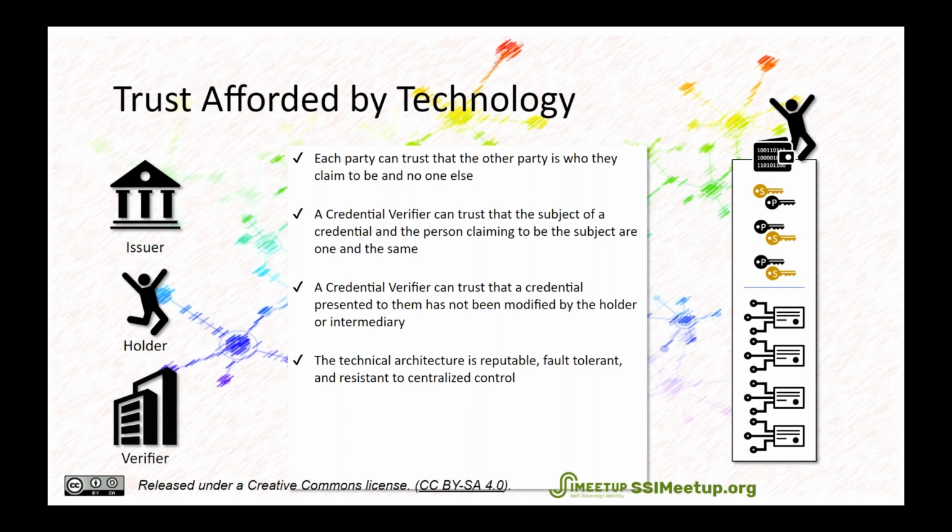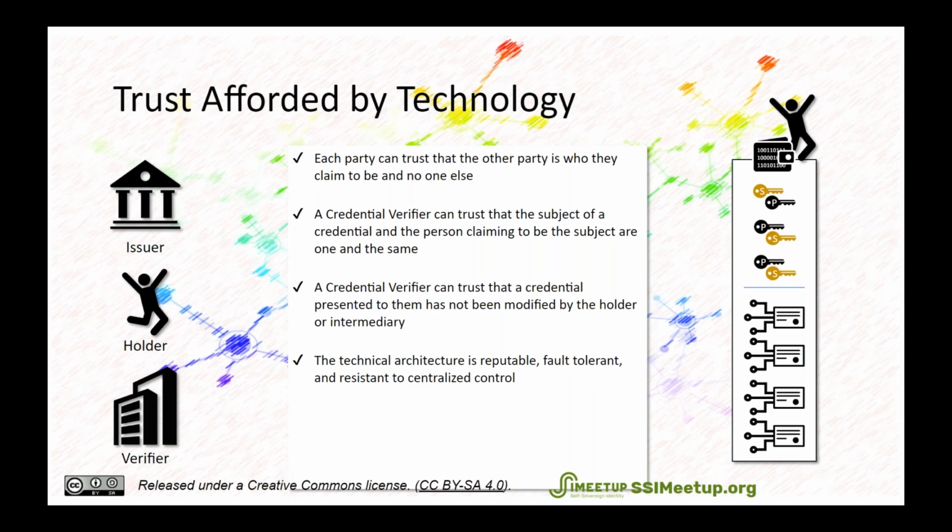But then the credential verifier can trust that the subject of the credential and the person claiming to be the subject are one and the same. So I can't take my friend's credential from Stanford and claim that it's mine if I didn't actually go there. A verifier of a credential can trust that the credential presented to them by the holder hasn't been modified by the holder or any intermediary. So when a verifier receives a credential, they know that it has been unaltered from the moment it was issued. Hugely important. And again, all this without having to contact the issuer themselves.